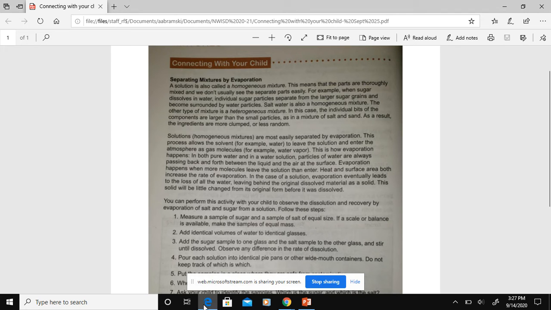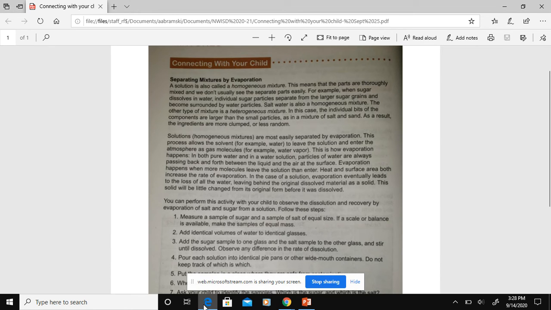Solutions, homogeneous mixtures, are most easily separated by evaporation. This process allows the solvent, for example, water, to leave the solution and enter the atmosphere as a gas molecule, for example, water vapor. This is how evaporation happens in both pure water and in a water solution.